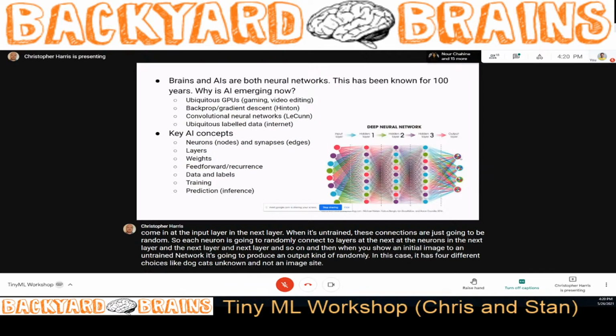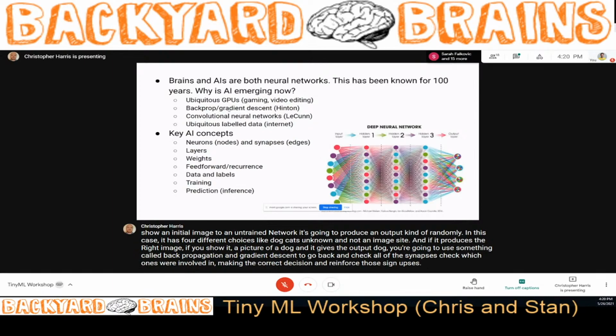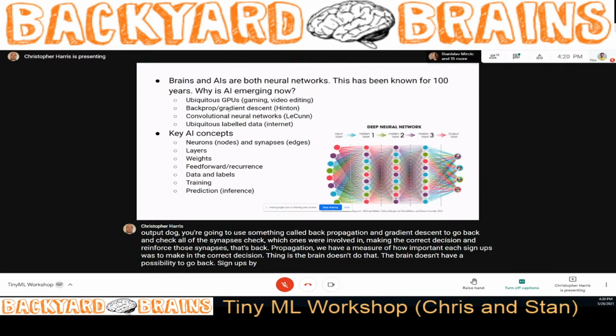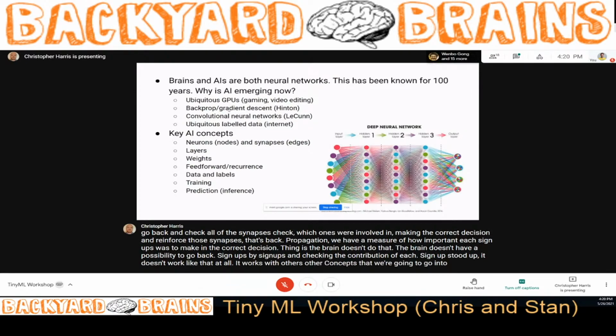And if it produces the right output, if you show it a picture of a dog and it gives the output dog, you're going to use something called backpropagation and gradient descent to go back and check all of the synapses, check which ones were involved in making the correct decision, and reinforce those synapses. That's backpropagation. We have a measure of how important each synapse was to making the correct decision. Thing is, the brain doesn't do that. The brain doesn't have a possibility to go back synapse by synapse and check the contribution of each synapse to the output. It doesn't work like that at all. It works with other concepts that we're going to go into, but it's just important to highlight that that's a key difference.